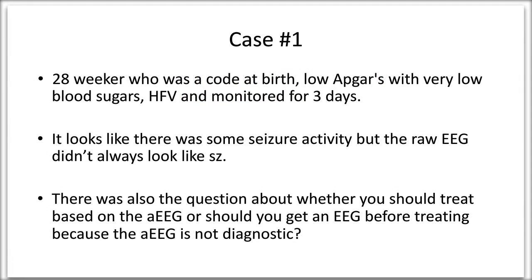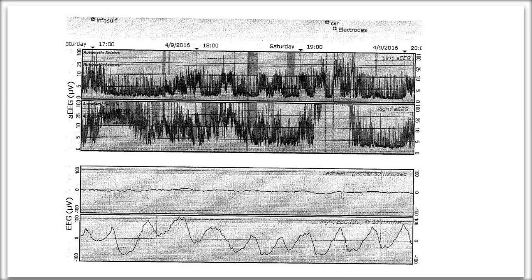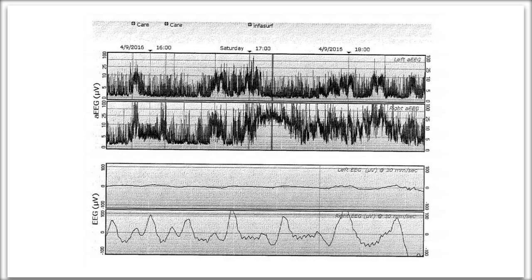So the first case was a case that was presented by Mary from California, and this is a 28-weeker who was coded at birth, had low APGARs and low blood sugars and high frequency.